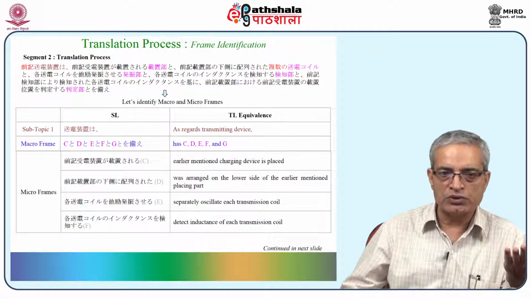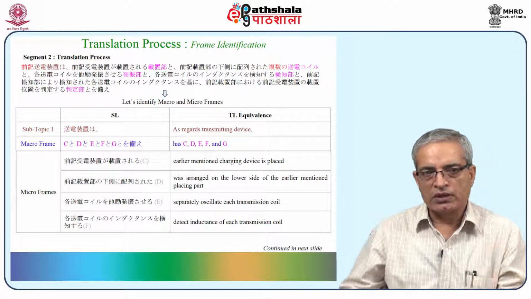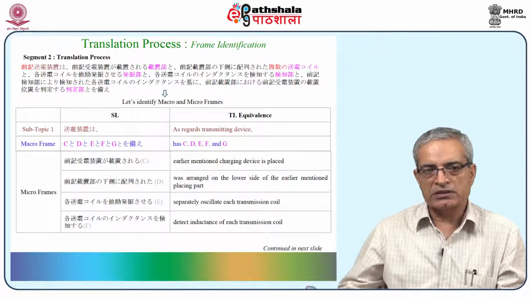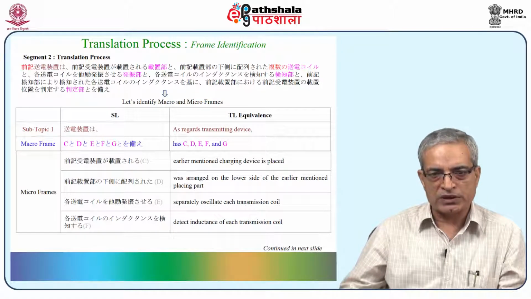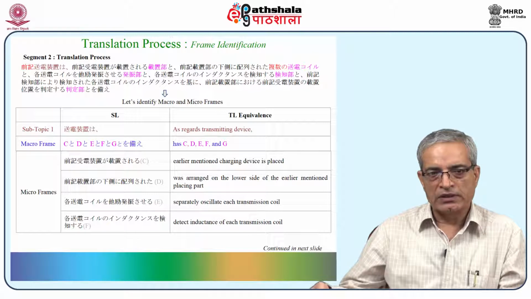It is Zenki, Juden, Sochi, ga, Saichi, Sareru. So earlier mentioned charging device is placed. So Saichi Sareru is placed. Next is similarly Hai Retsu Sareta. And Shitagawa or Shitagawa ni or Kasokuni Hai Retsu Sareta.